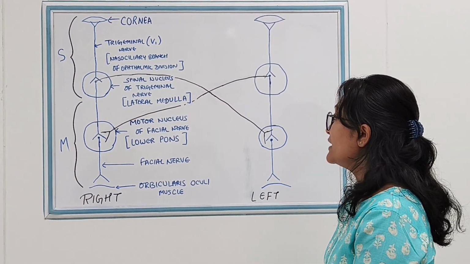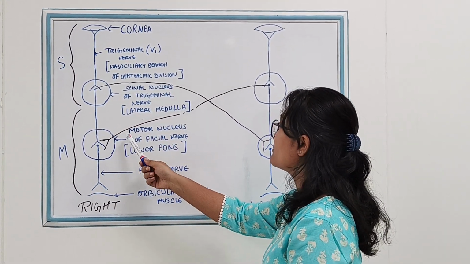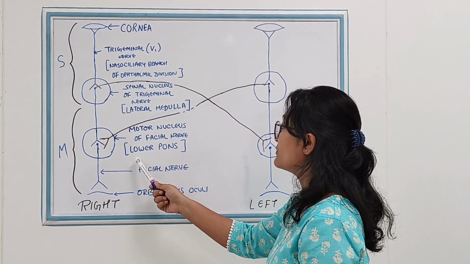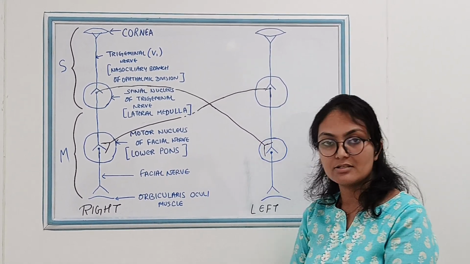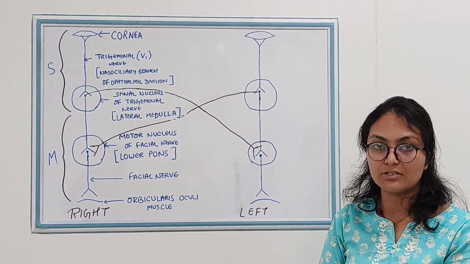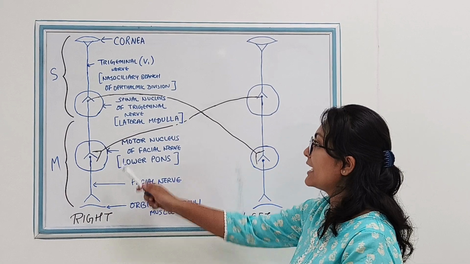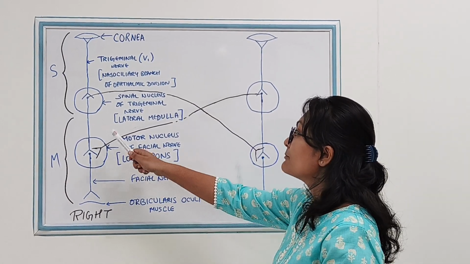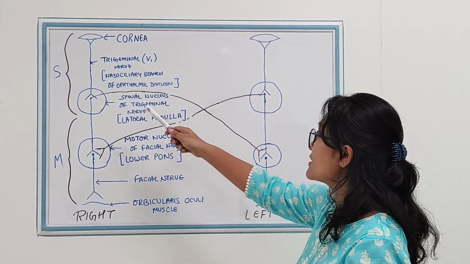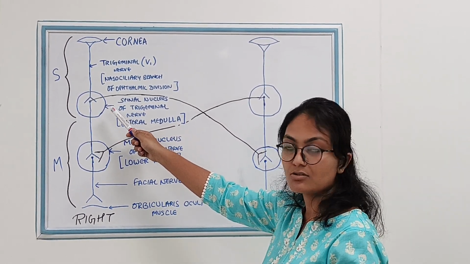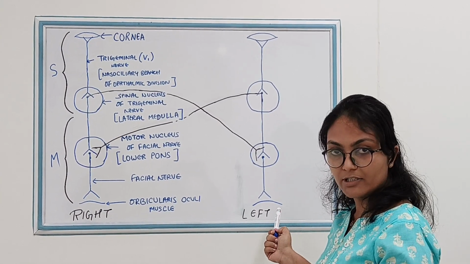In second scenario, if there is lesion post first relay station or at the level of motor nucleus of facial nerve, which is present over lower pons or at the level of facial nerve, as seen in red nucleus lesion or reticular activating system lesion or facial nerve palsy or any cerebellar lesion. In this case, there will be absence of direct corneal reflex, but there will be presence of consensual corneal reflex, because there is projection before the level of lesion. So there will be the presence of opposite or consensual corneal reflex.